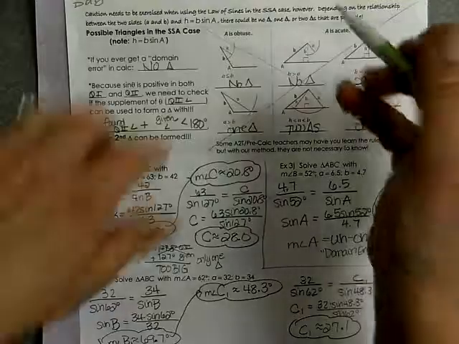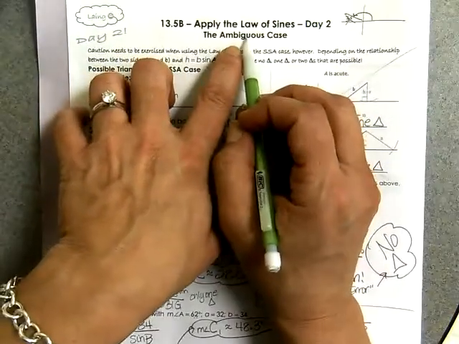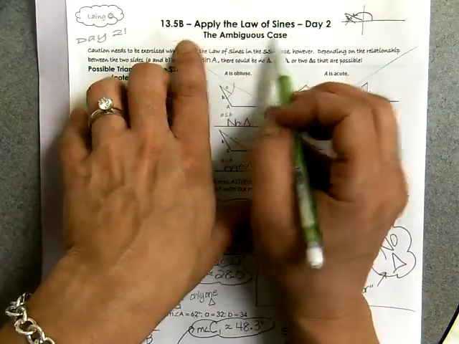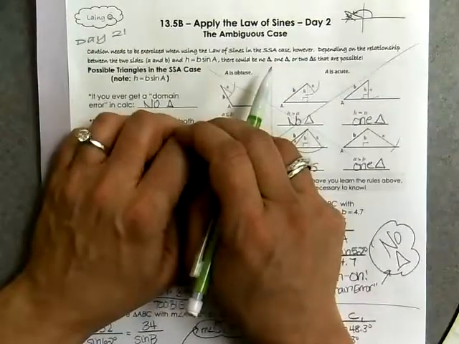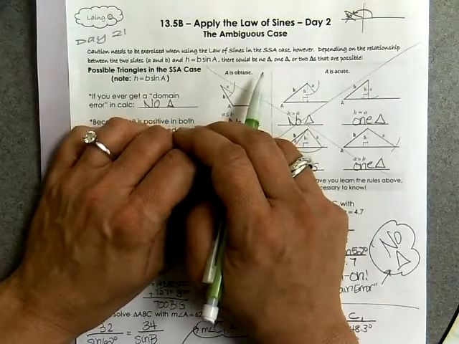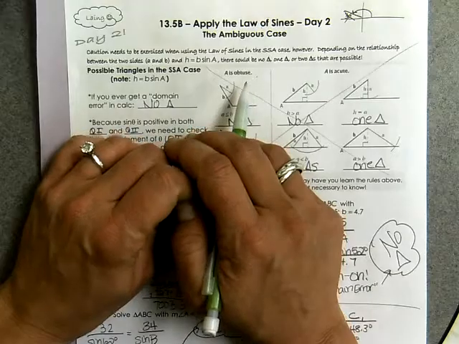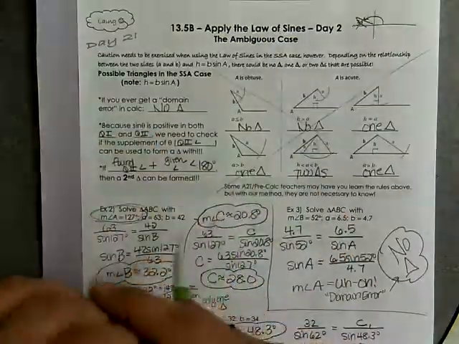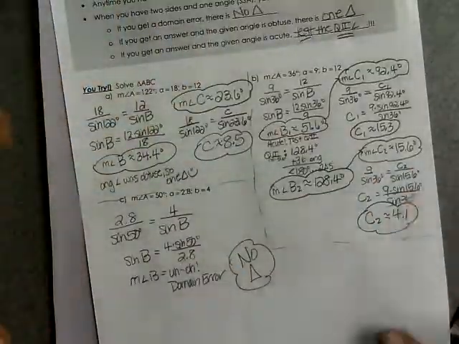If this wasn't good enough for you, I'm sorry. You can Google the law of sines, the ambiguous case. Maybe you can find some other videos on that, okay? So that's that. Do your best. And again, check your answers as you're going, and check for those problems that might have two triangles in them, okay?